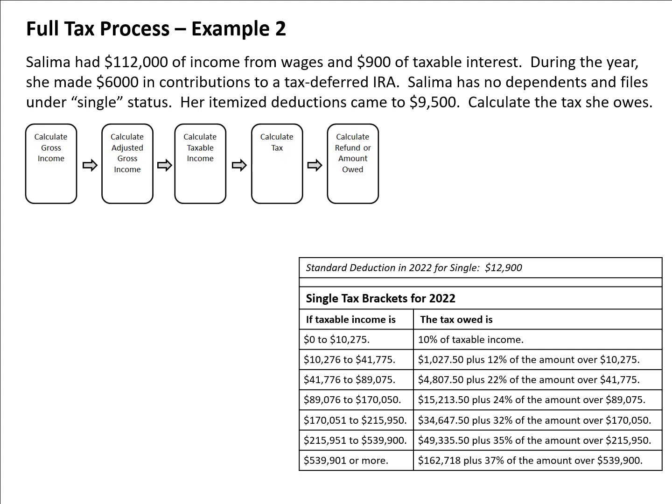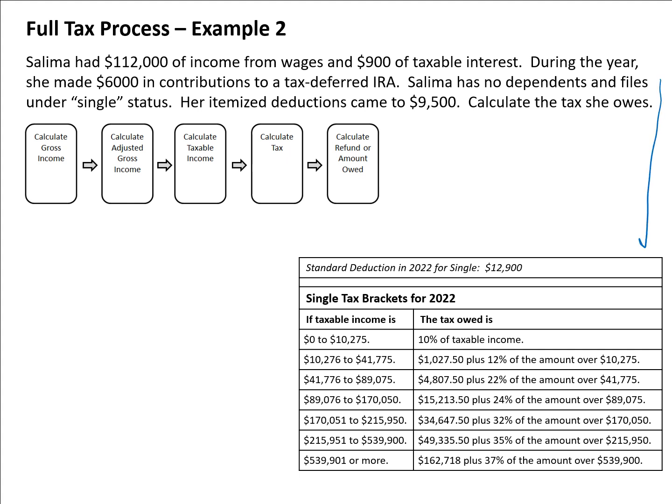Here's a second example of doing the full tax process. In this example, we have Salima. Salima had $112,000 of income from wages and $900 of taxable interest. During the year, she made $6,000 in contributions to a tax-deferred IRA. Salima has no dependents and files under the single status.